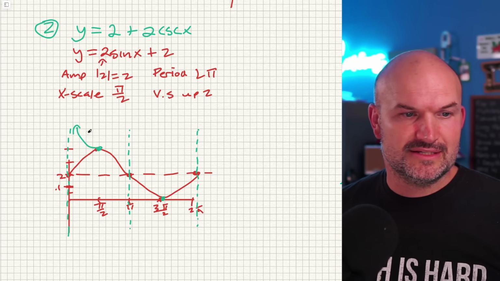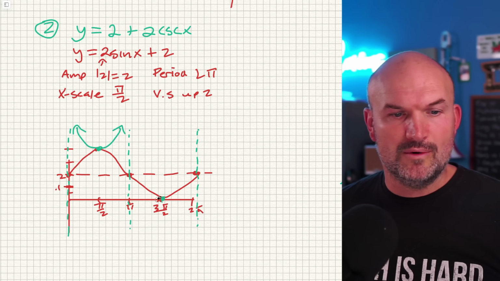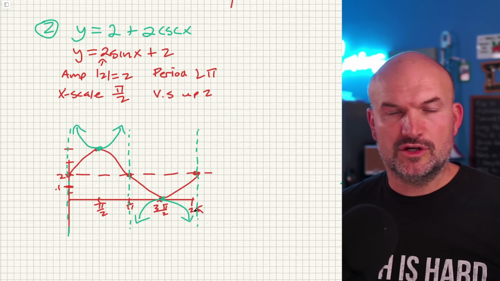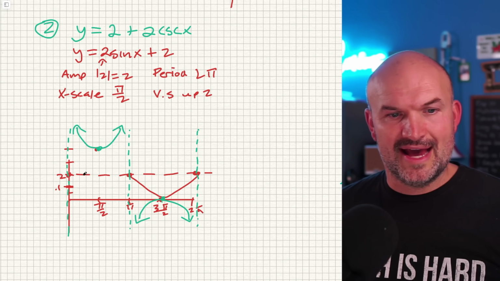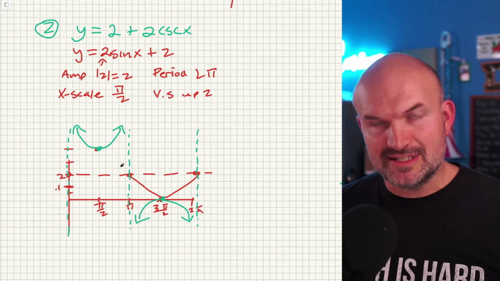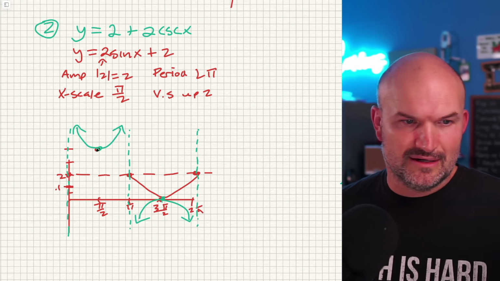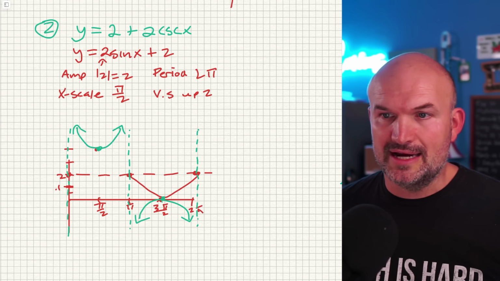Then I'm just going to have my nice little u's, because again, we always have to approach our vertical asymptotes. Don't forget, we can even get rid of the dashed line if you wanted to. I'm just going to leave it there because you can see the green is exactly what I am graphing.